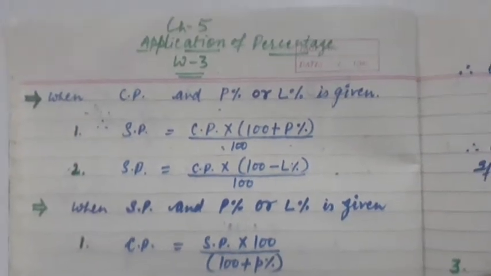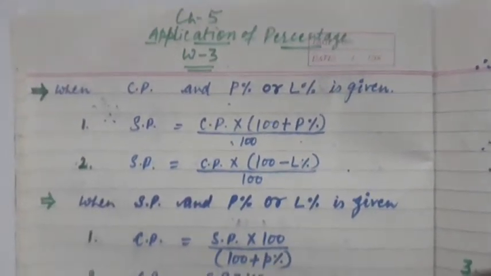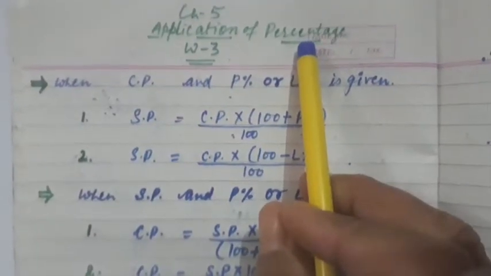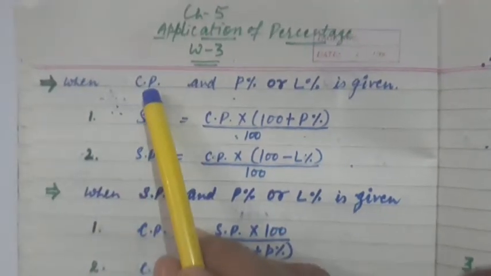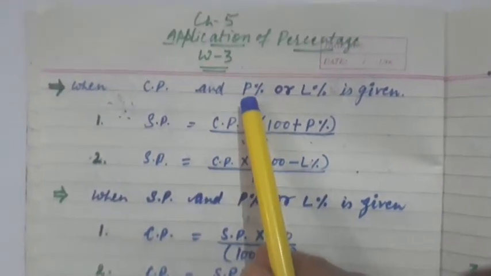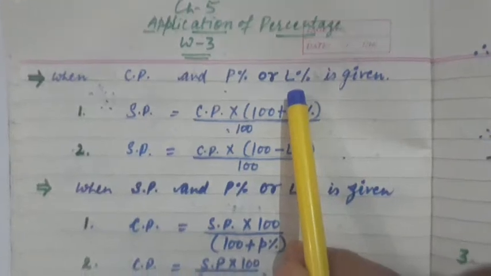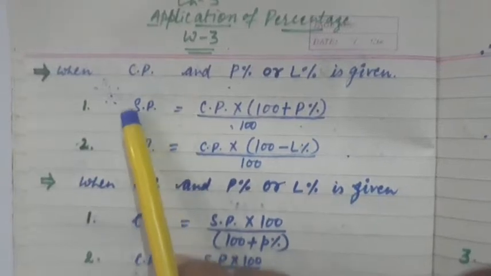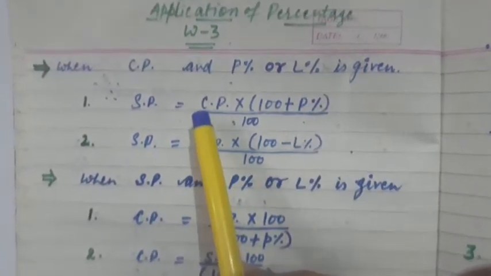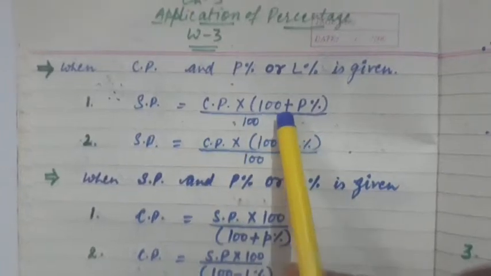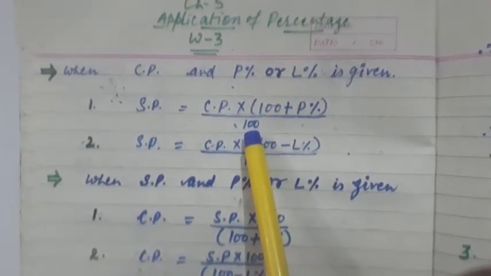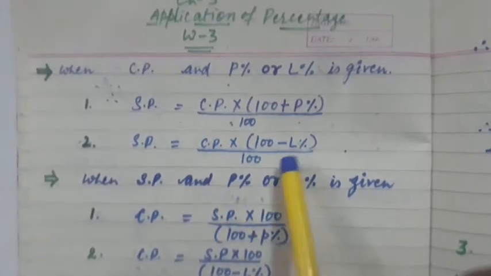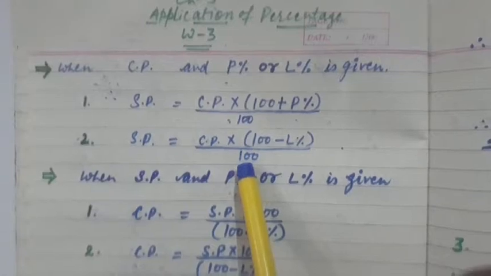Dear students, today we are going to discuss worksheet 3 of chapter number 5, application of percentage. In this worksheet, when CP is given and profit or loss percent is given, we have to find the SP. The formula is there. When profit is given, SP is equal to CP into 100 plus profit percent upon 100. But when loss is given, SP is equal to CP into 100 minus loss percent upon 100.